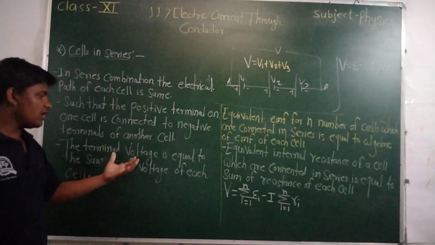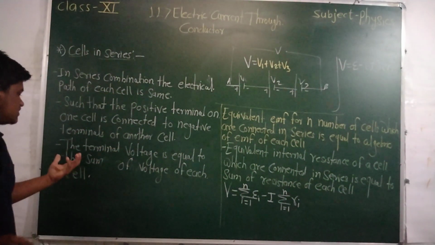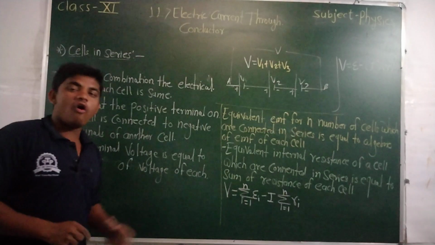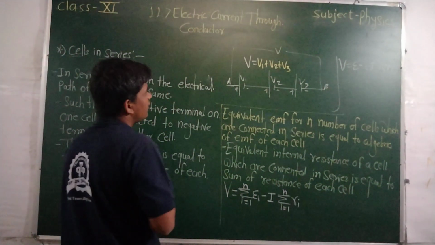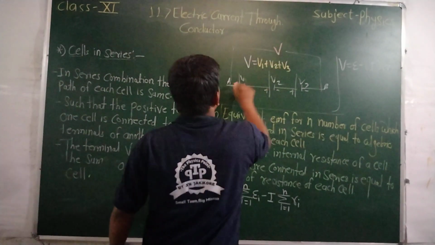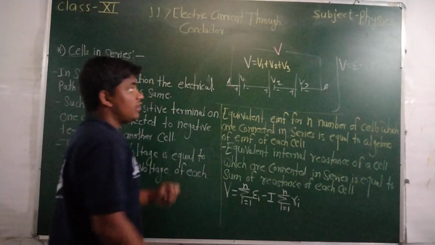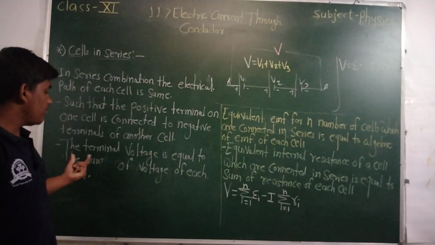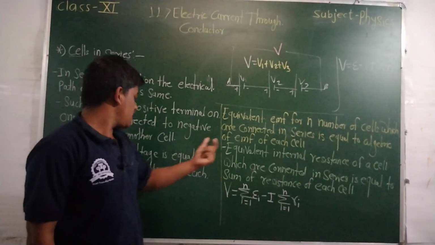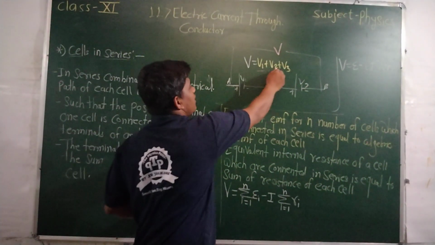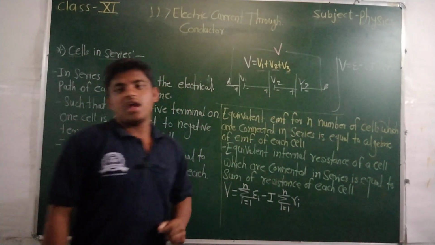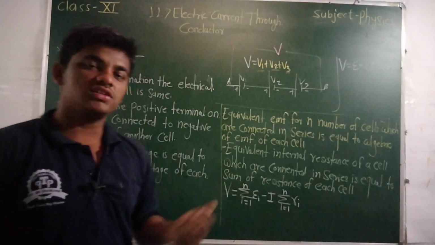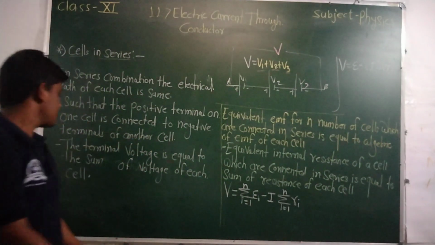Then the terminal voltage is equal to the sum of voltage of each cell. The terminal voltage, this is the V from terminal A to B, is equal to the sum of voltage of each cell. This is V1 for cell 1, V2 for cell 2 and V3 for cell 3. They are the potential differences for the individual cells.